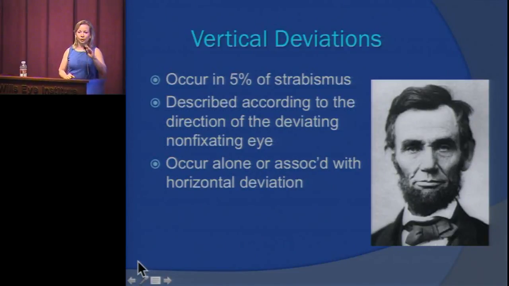Vertical deviations occur in 5% of all strabismuses, so they're relatively uncommon. They're described according to the direction of the deviated non-fixing eye. So if the eye that's fixating is the left eye here, you've got a right hypertropia, or vice versa, you may have a hypotropia in the deviating non-fixating eye. They can occur alone, or they can occur with horizontal deviations.